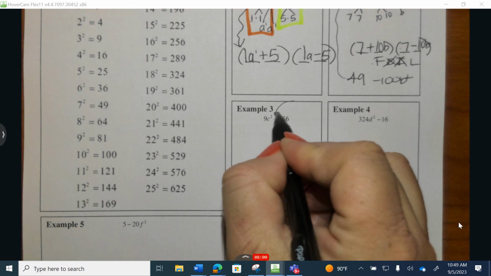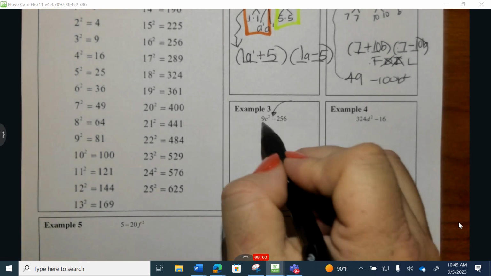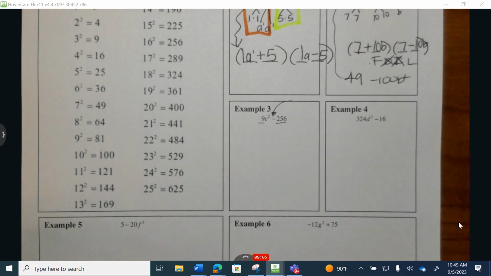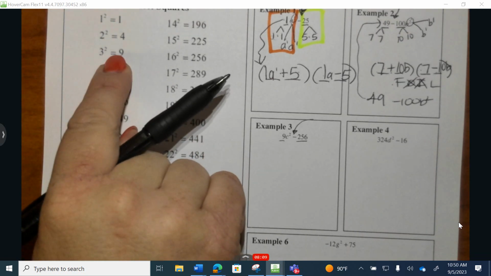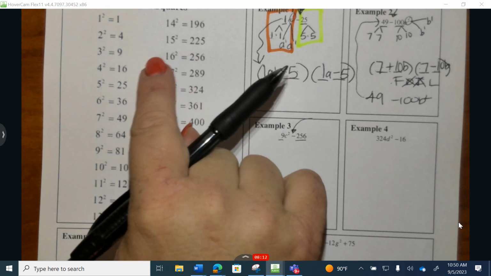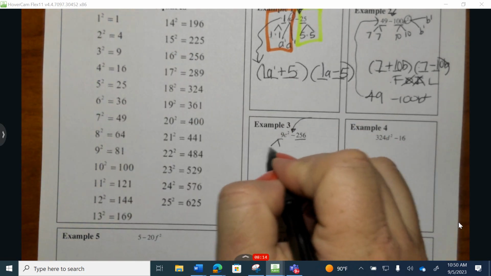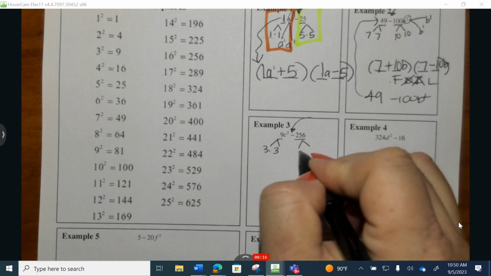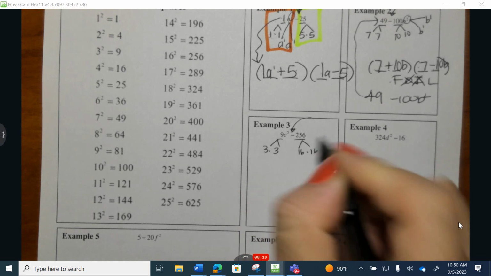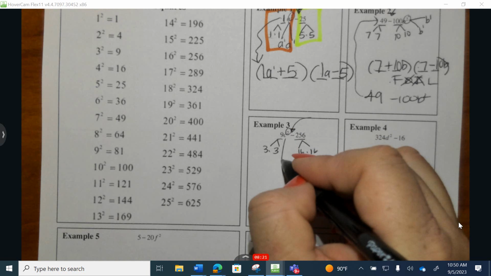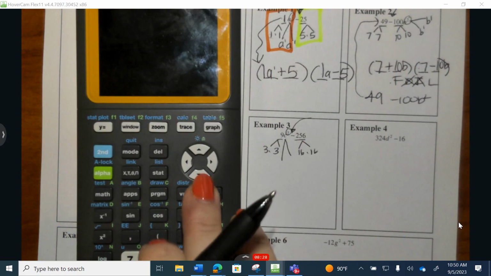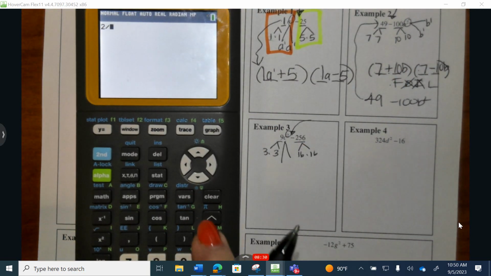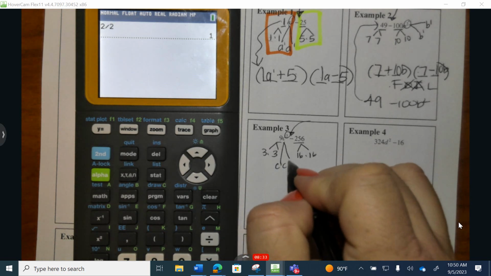I have subtraction in the middle, so I can keep moving on. And I'm looking at a 9 and a 256. Okay, let's see if 9 is here. 9 is here. 9 is 3 times 3. 256 is 16 times 16. So 3 times 3, 16 times 16. And now I'm going to take the exponent on the c, I'm going to divide it by 2. If you don't feel comfortable, make sure you have a calculator at your desk. You're just going to grab that calculator and take 2 divided by 2. You get a 1. So c to the first and c to the first.